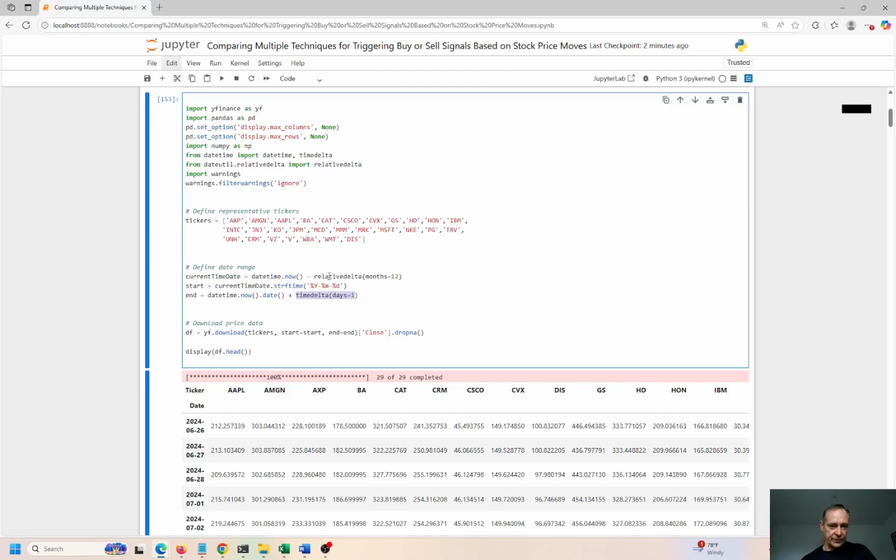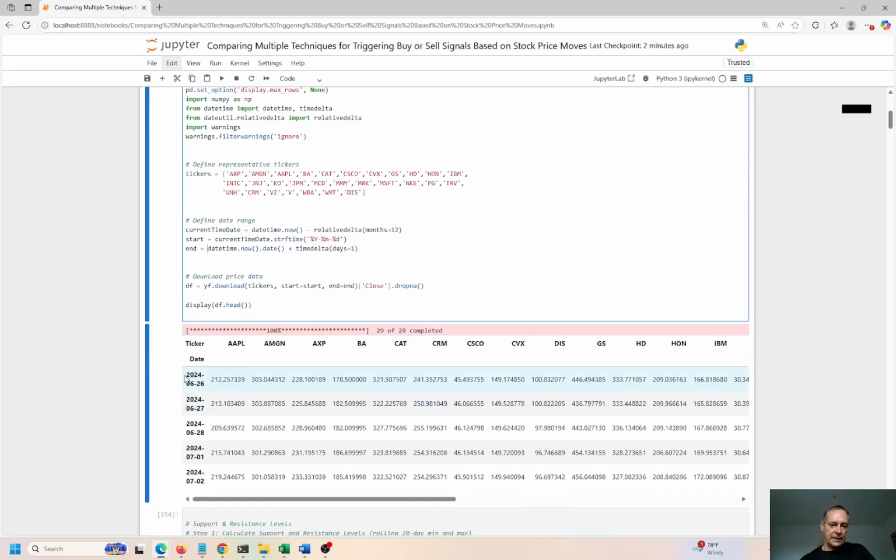So the start would be date time now minus the relative date from the current date time. Okay, yeah, so we go back this way. So we go back 12 months from the current date time. That's the start, and the end is basically yesterday, okay? So we start in 6/26/2024. Now it's 6/26/2025. So we go back exactly 12 months. That's what this is right here. And we have all of the historical stock price data for the Dow 30 components.